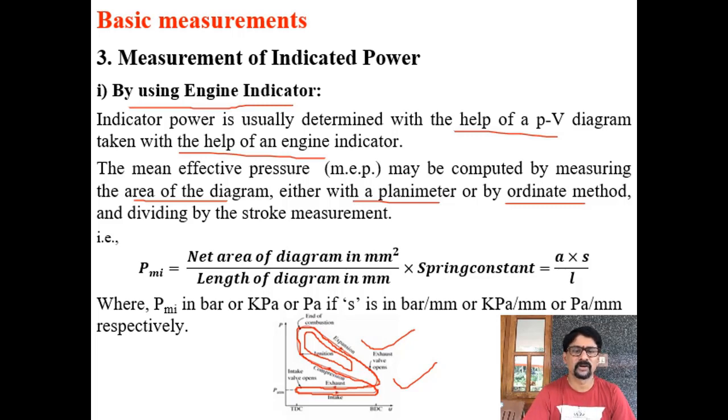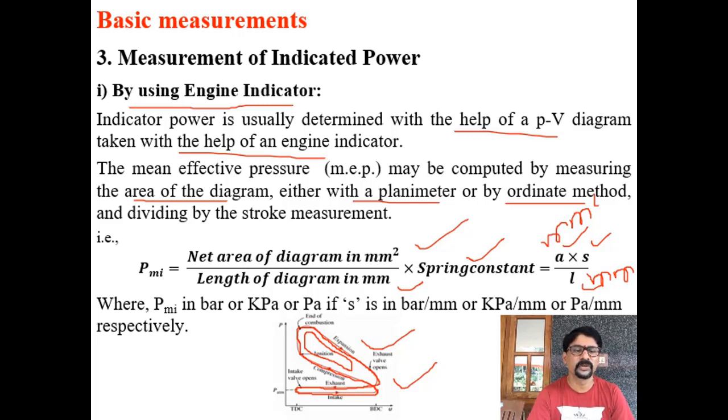So if you calculate or measure the area of the diagram, then the mean effective pressure is given by net area of the diagram in millimeter square divided by length of the diagram into spring constant. So A into S by L. This you have to remember, the expression for mean effective pressure using engine indicator is A into S by L. Here A will usually be in millimeter square, and L will be in millimeters. So they have to be in the same units. If area is in meter square, then L has to be in meter, right?